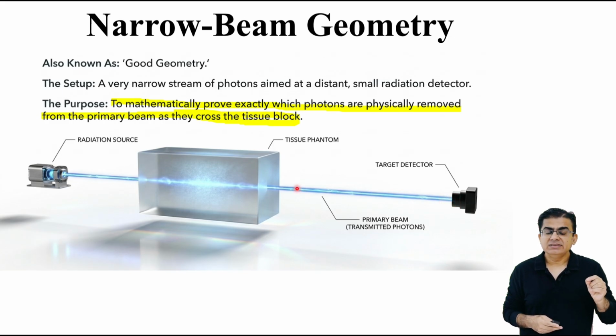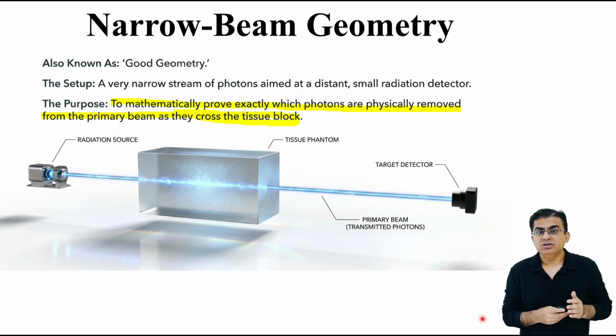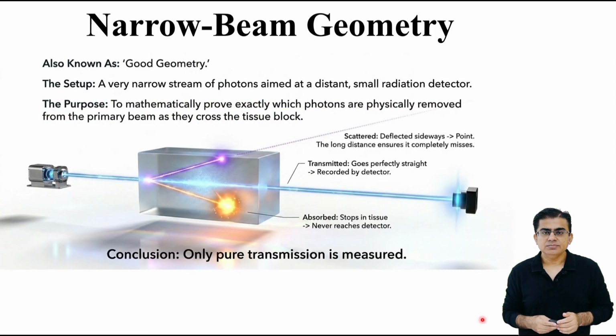But notice carefully where we place this detector. We place it very far away from the tissue phantom. So this detector is very small and kept far away from this tissue phantom. This long distance is extremely important to create this geometry called good geometry. Now look what happens when this narrow X-ray beam enters the tissue phantom. I told you there are three possible things, or fates, of this X-ray photon beam.